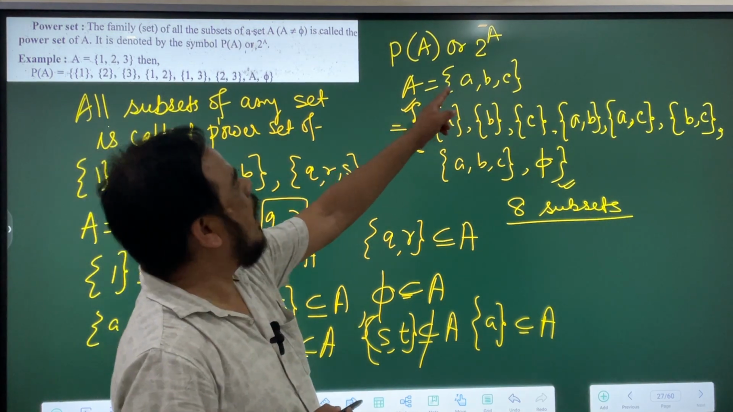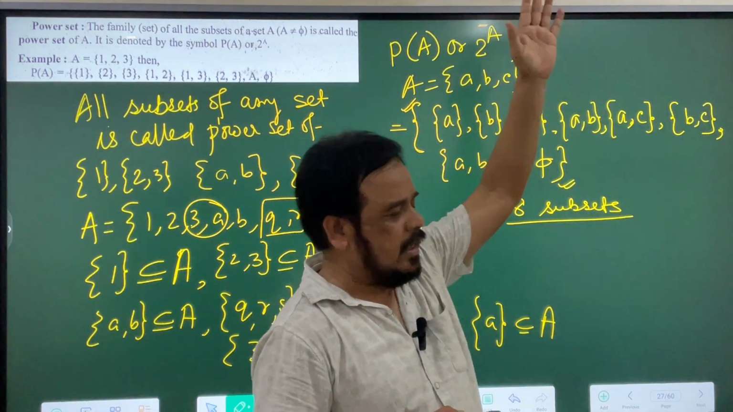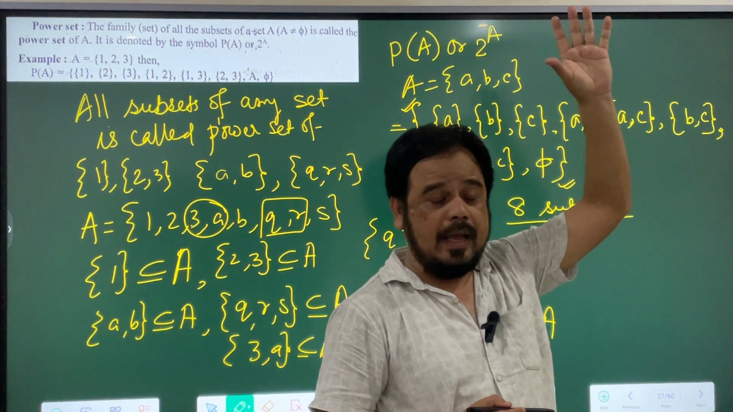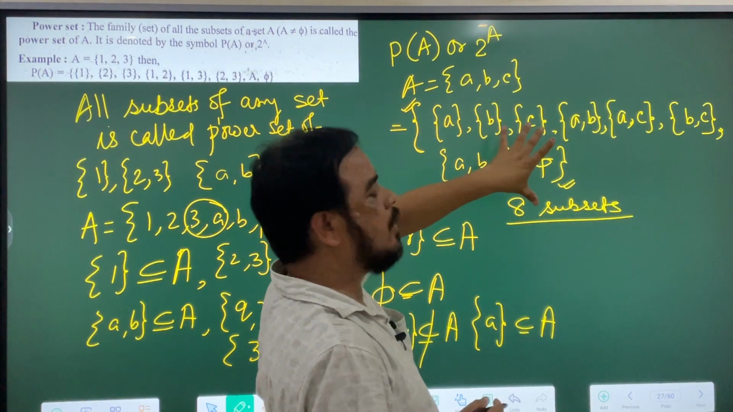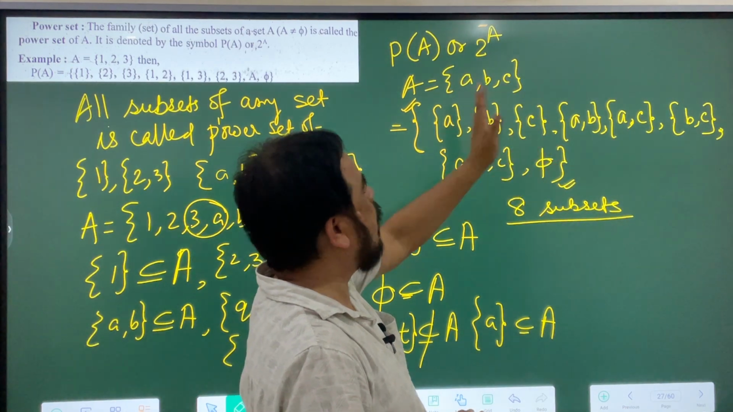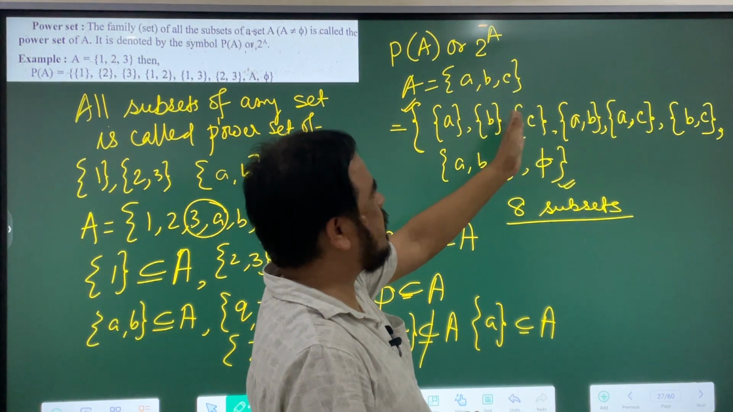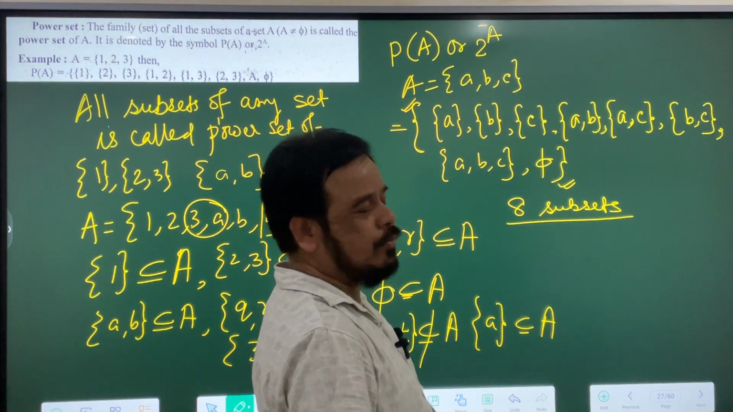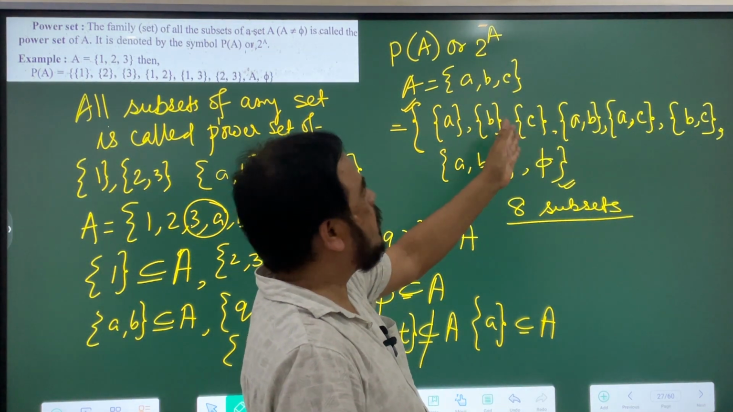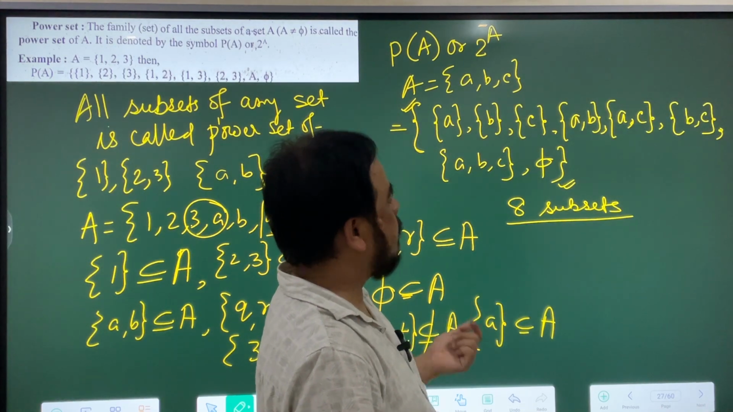So if there are A, B, C, D, E, F, G, H, I, J, K, L, M, like this elements are there. Suppose 15 elements are there. Then it will be so big. First single elements, double elements, triple elements, 4 times, 5 times, so many elements we have to write, so many subsets we have to write. So how many subsets will we get?